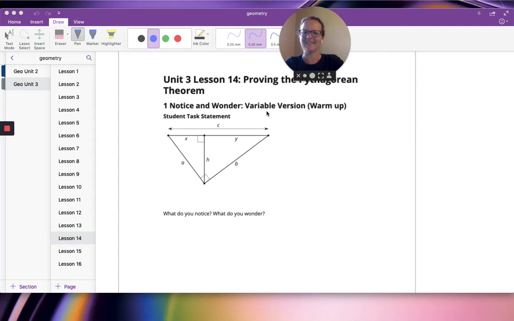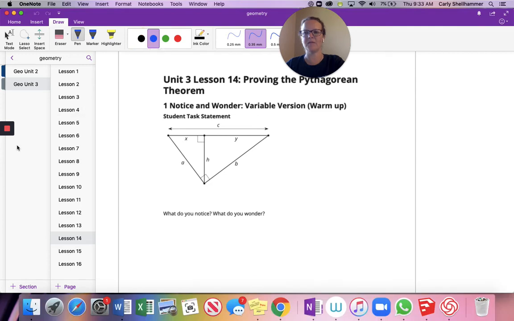Hey, lesson 14, proving the Pythagorean theorem. Here we have a notice and wonder. We remember from the last lesson that these are similar triangles. Hold on, I'm going to push pause and draw them out.